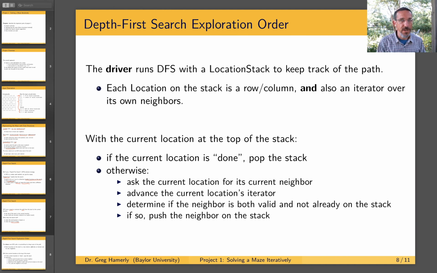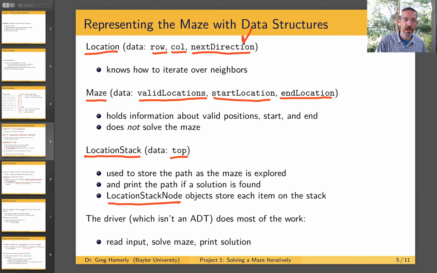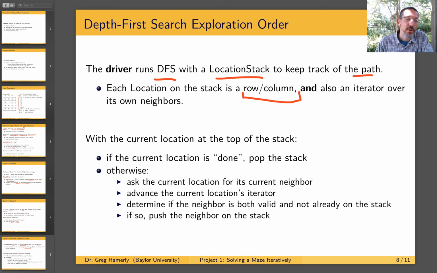Now, the order in which we explore in depth first search matters here, especially since we're trying to get an answer that matches your answer, if your project matches exactly what my project's implementation will do. So the driver is going to run depth first search with a location stack to keep track of the path, as we've said. Each location represents a row and a column, but also it has that extra variable. If you go back up here, remember I said there's this next direction field that keeps track of what the iterator state for a location is. And that next direction can point in one of four cardinal directions, left, right, down, or up. The order is actually right, down, left, and up.